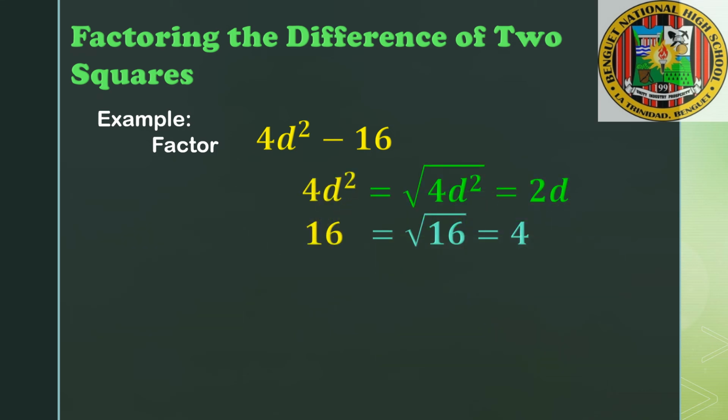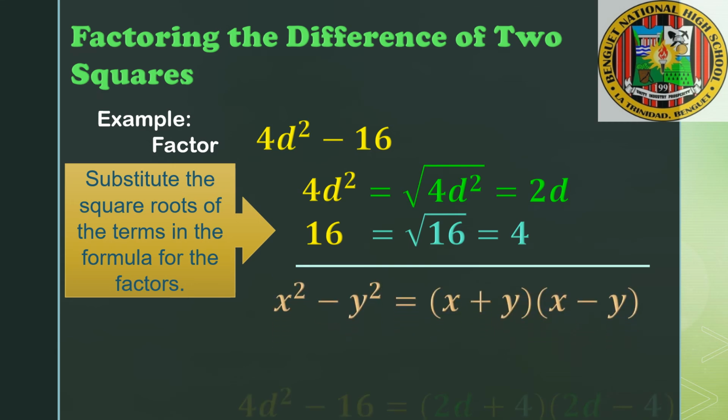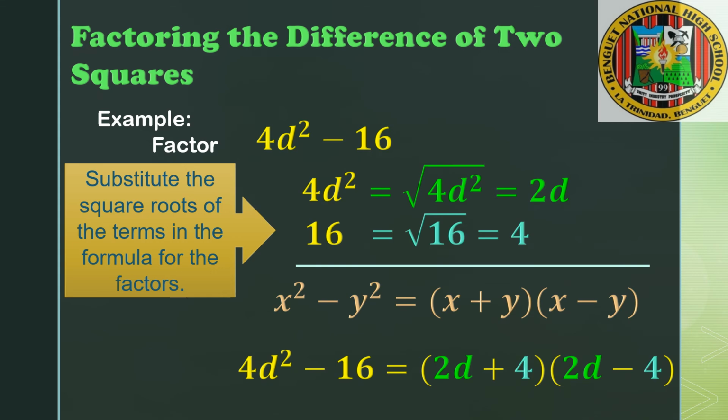Now that we know what the roots of the terms are, we now substitute them in our pattern. Given our original binomial, which is 4d squared minus 16, this is equal to its factors, which are the quantity 2d plus 4 and the quantity 2d minus 4. Were you able to follow the process now? Very good. If you still have questions, you can always rewind this video, read your module, or ask your teacher. Your learning is and always will be within your reach if you just take it.